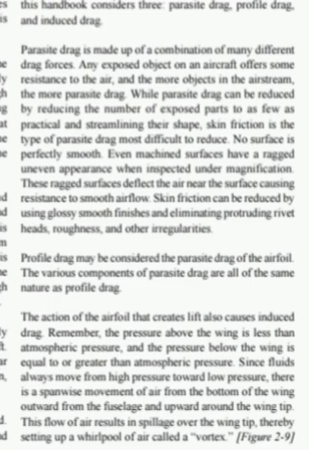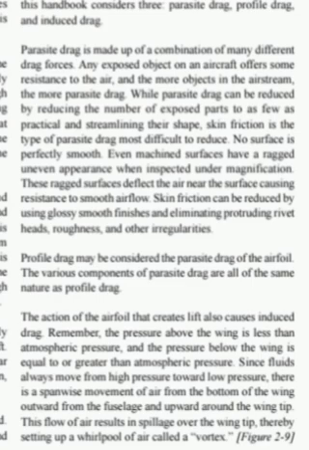Parasite drag is made up of any combination of different drag forces. Any exposed object on an aircraft offers some resistance to the air, and the more objects in the airstream, the more parasite drag. While parasite drag can be reduced by reducing the number of exposed parts to as few as practical and streamlining their shape, skin friction is a type of parasite drag most difficult to reduce.